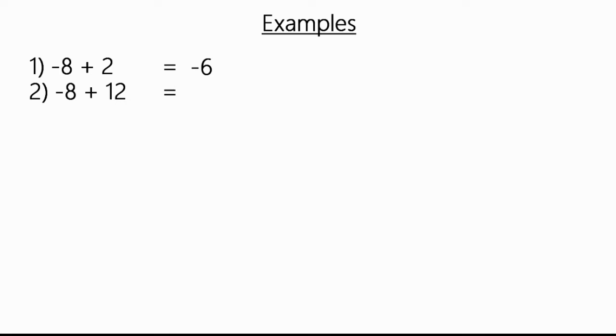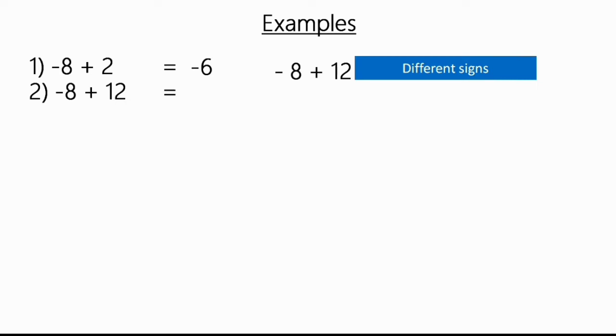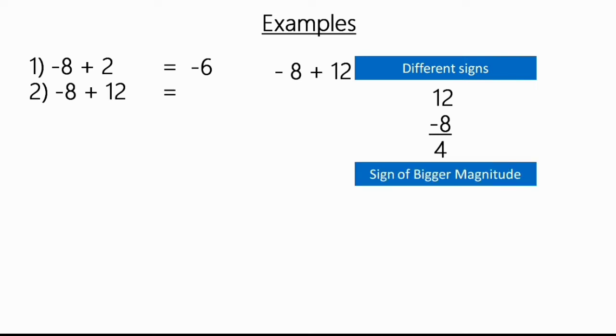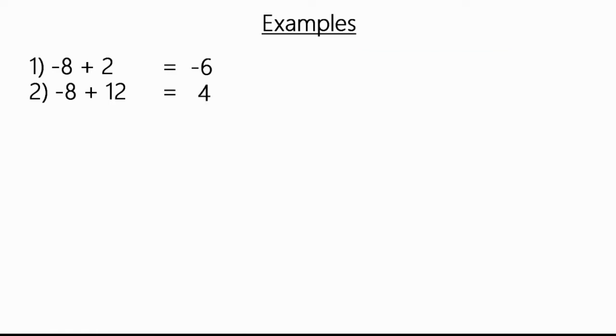Minus 8 plus 12. So minus 8 plus 12, they have different signs. So what do we do? You subtract the smaller magnitude from the bigger one. 12 minus 8 is 4. Now 4, will it be a positive number or negative? Let's look at the sign of the bigger magnitude. The bigger magnitude is 12, and 12 is a positive number, so it means our 4 will be a positive 4. So minus 8 plus 12 is positive 4.